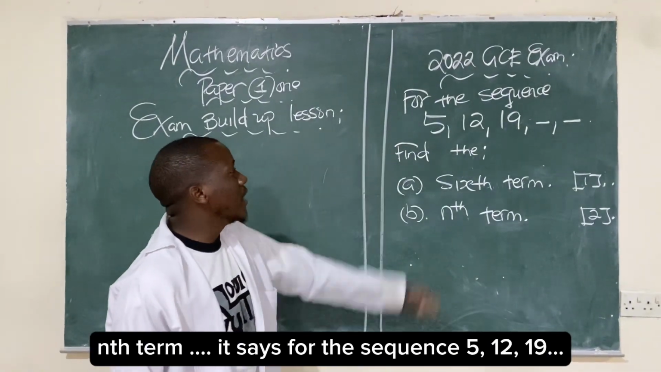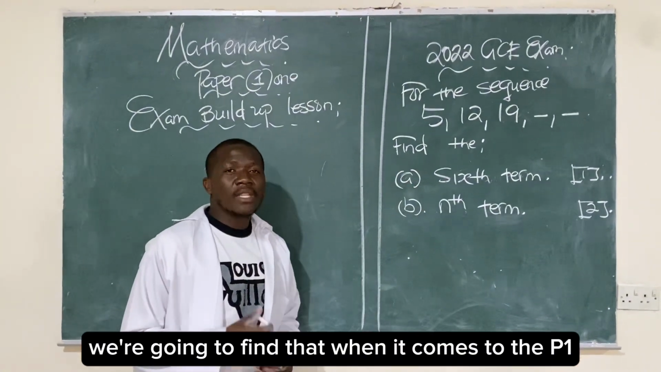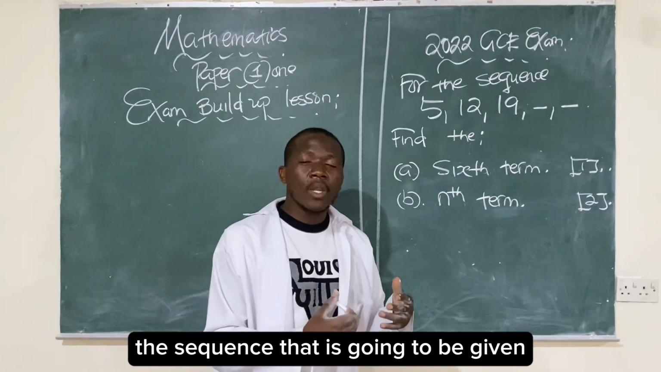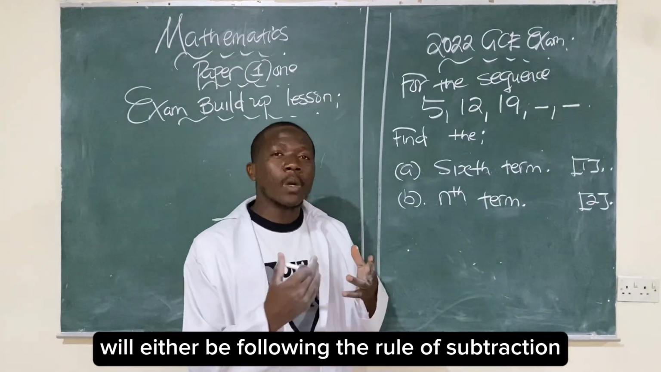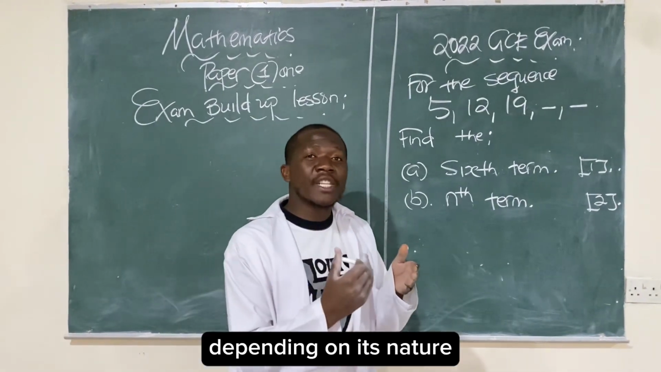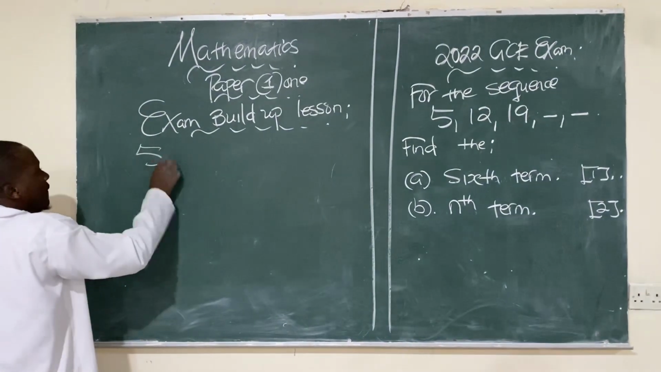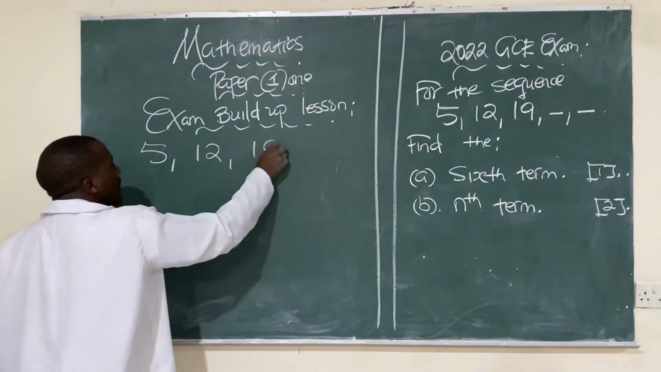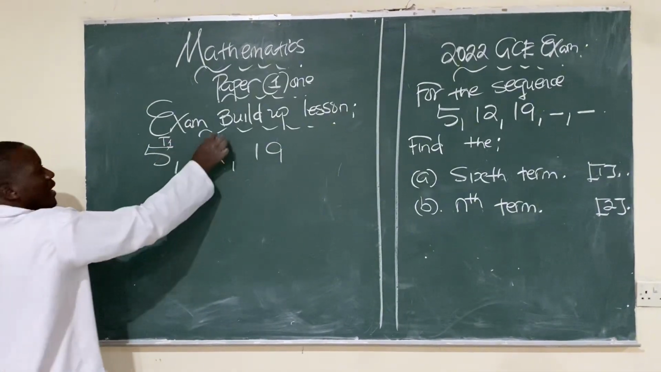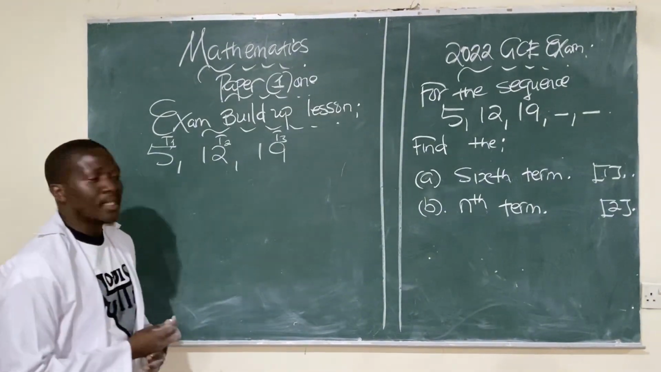It says, for the sequence 5, 12, 19... We're going to find that when it comes to paper 1, the sequence given will either follow the rule of subtraction or addition, depending on its nature. In this case, we have 5, then 12, then 19. We are supposed to name our numbers as the first term, the second term, and then the third term.